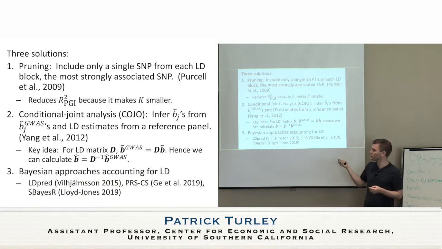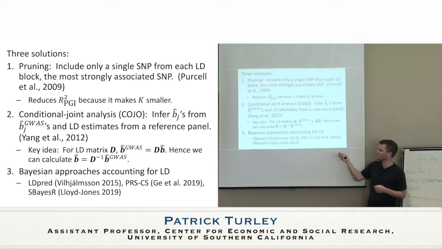Good. So this third approach is the one that I prefer and what everyone should prefer. These are a set of Bayesian approaches that account for LD, and there's a handful of these. I've listed three here. There's LDpred, which was the only game in town for a while. There's also PRS-CS, which I think is the method you're going to be taught here. And there's SBayesR, which is just another approach. These are all similar. They differ in a key way that we're going to talk about in a second.